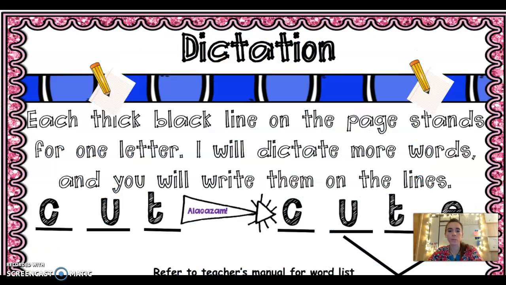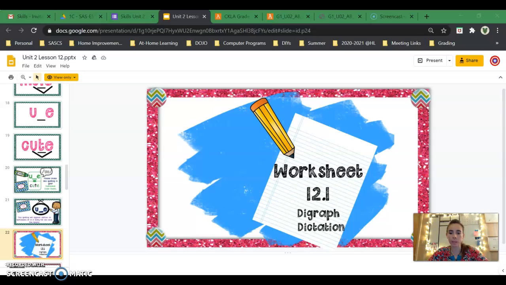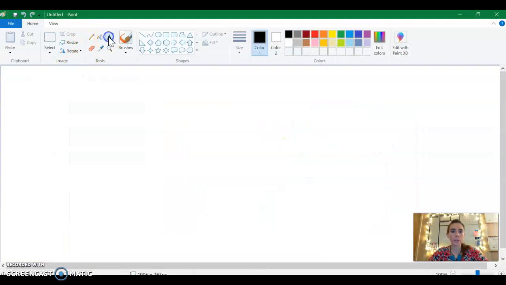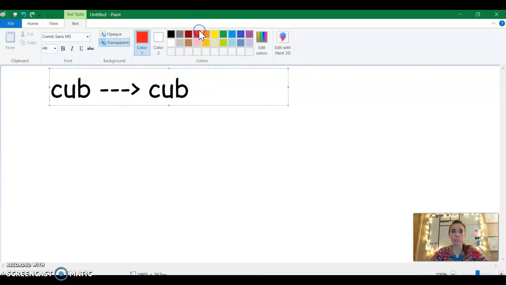Let's see. So now it's time to go over worksheet 12.1. I'm going to let you do that on your own today, but we're going to go over a little example of the work that should be on this worksheet. Let's write the word cub. Say cub. When we add a magic E, point to it and say alakazam. It turns to cube. Say cube. Repeat after me one more time. Cub, cube. Good.